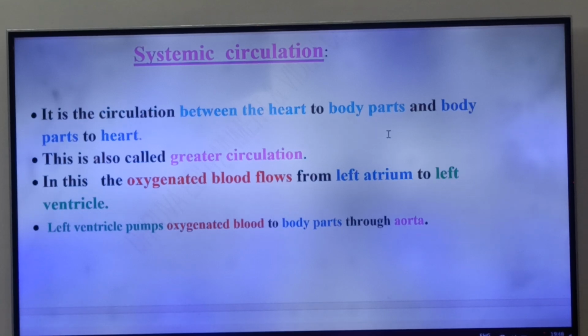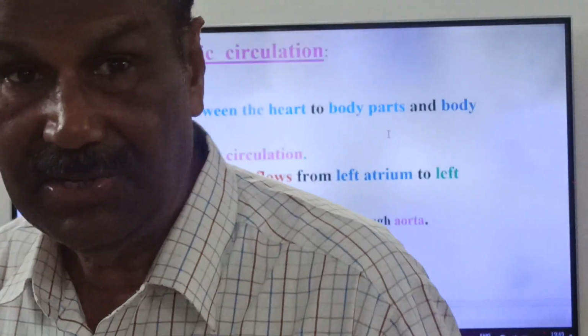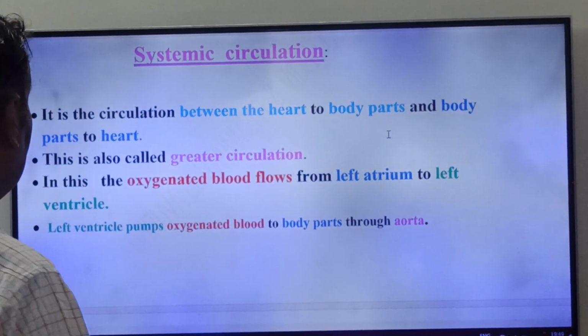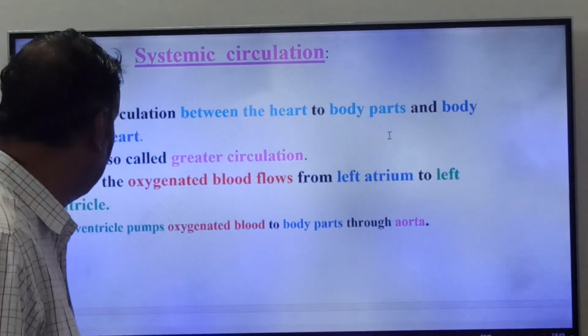So this is also called greater circulation, friends. Why is it called greater circulation? Here the heart is pumping blood to distant parts of the body, from the top of the head to the tip of the toe. Because of that, it is called greater circulation. Pulmonary circulation is called lesser circulation. Systemic circulation is called greater circulation.